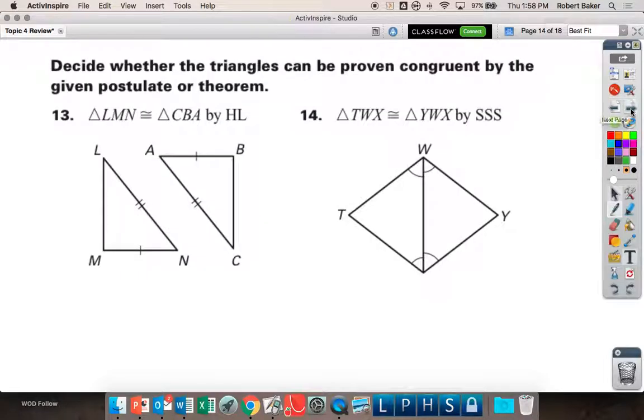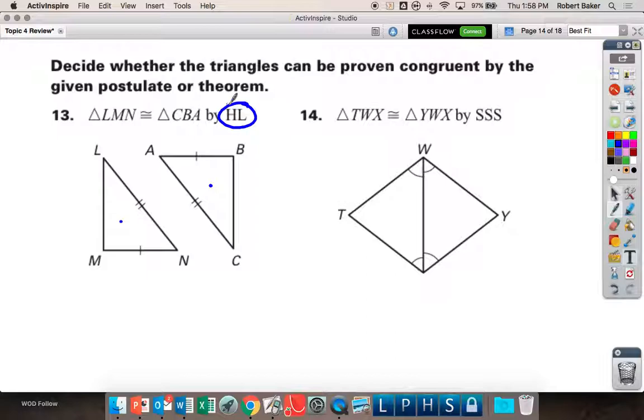This section, you kind of have to read the directions a little bit. It says, decide whether the triangles can be proven congruent by the given postulate. Are these two triangles congruent by the HL shortcut? No. Yes. Yes. No. No. Shut up and give me the answer, right?